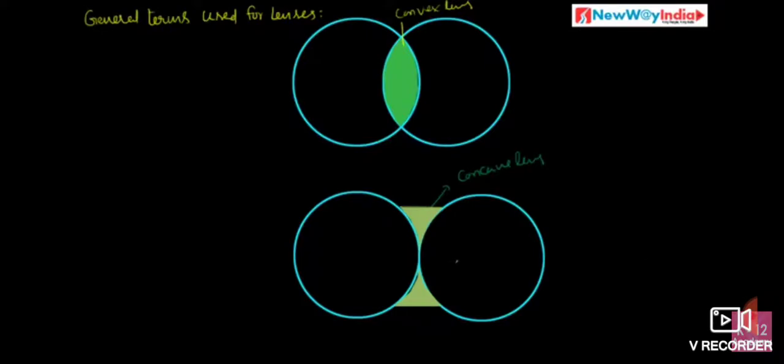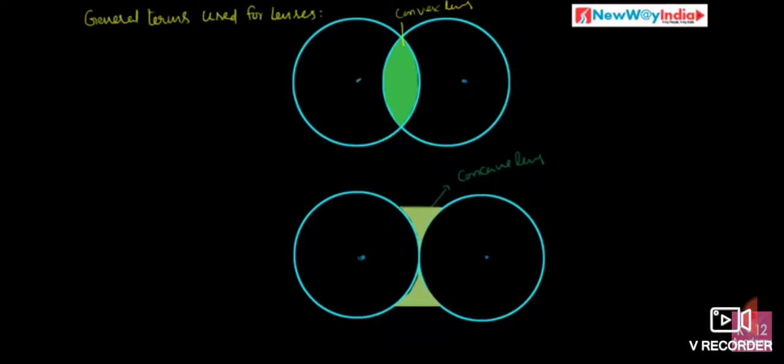The first one is the center of curvature. What is the center of curvature? The center of the sphere. This is the center of the hollow sphere, the center of the imaginary glass hollow sphere of which the lens is a part. This lens is a part of this hollow sphere.